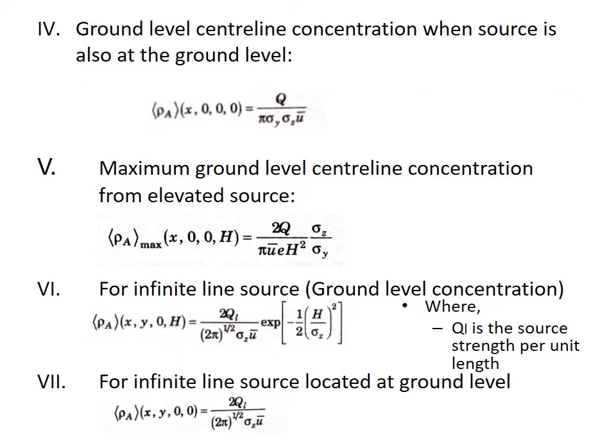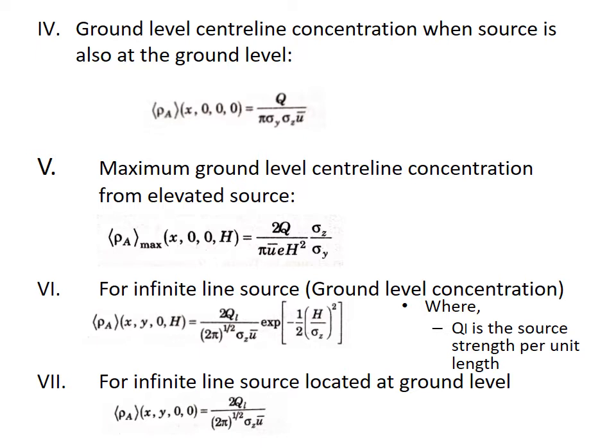Now, if a point source is located at the ground level, in that case H will be equal to 0. If we are finding the ground level centerline concentration when the source is also at the ground level, then the concentration of pollutant A, rho A (x, 0, 0, 0), equal to Q by pi sigma y sigma z u bar.